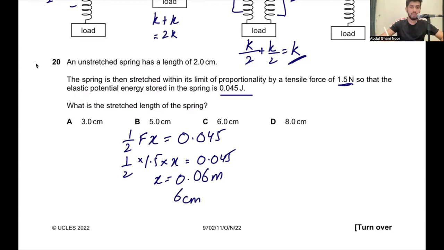6 centimeters. Now, most students, when they're attempting the paper, are already in a hurry. Like Mason just said that the answer is C. See? But the answer is not C. The reason behind that is they're not asking you for the extension. They are instead asking you for the new stretch length of the spring.